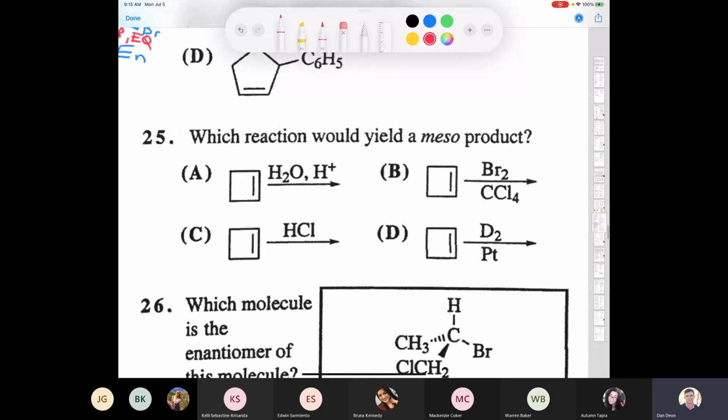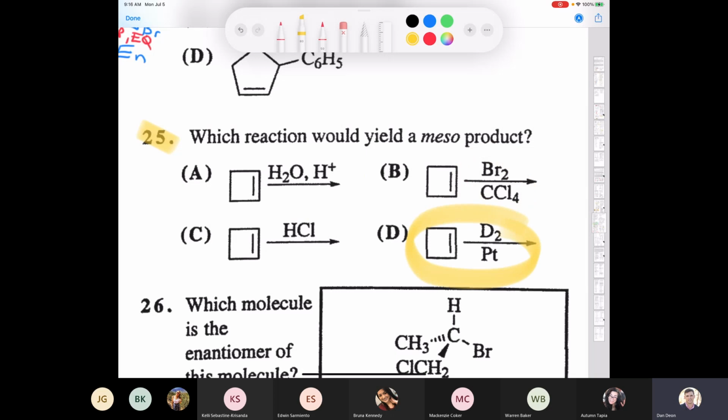question 25. You've got cyclobutene in every single one. So with cyclobutene, the first one is just addition of water. The next one is addition of HCl. The next one's the bromination. We saw that occurs with trans, produces a trans dibromide. And then this one here, okay?